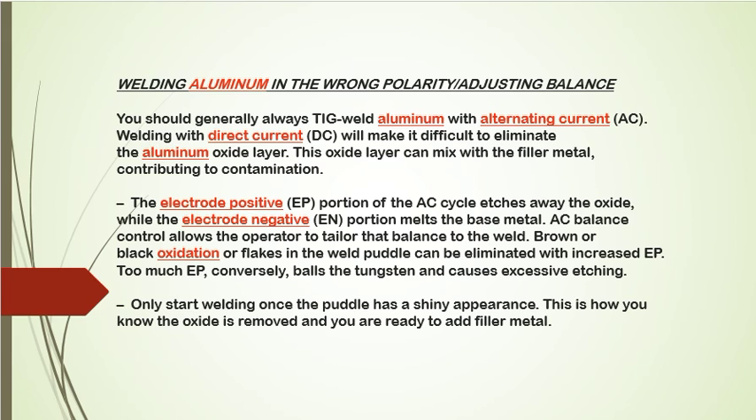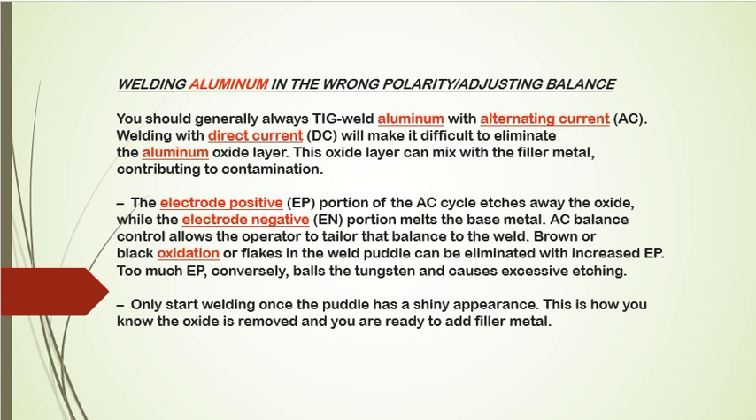Brown or black oxidation or flags in the weld puddle can be eliminated by increasing the electrode positive balance. But if it is increased too much, then conversely balls of tungsten cause excessive etching. While welding, once the puddle has a shiny appearance, this is how you know the oxide is removed and you are ready to add the filler metal.